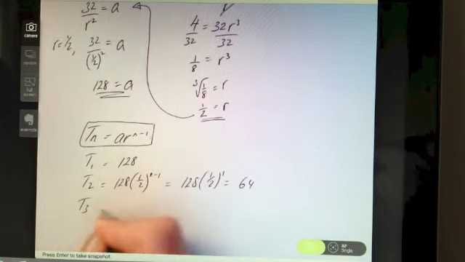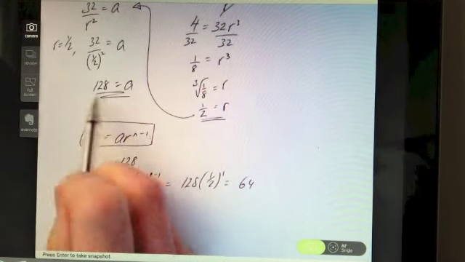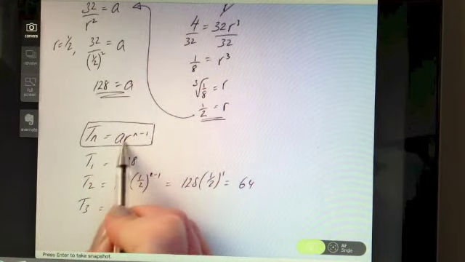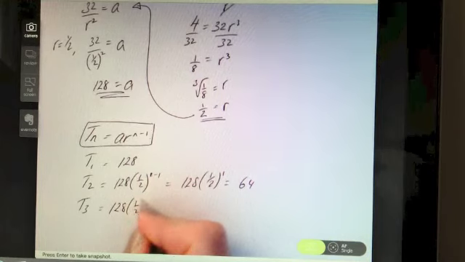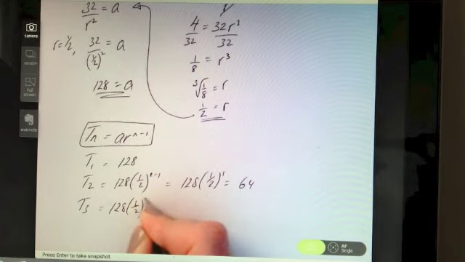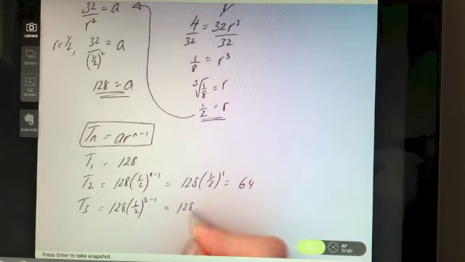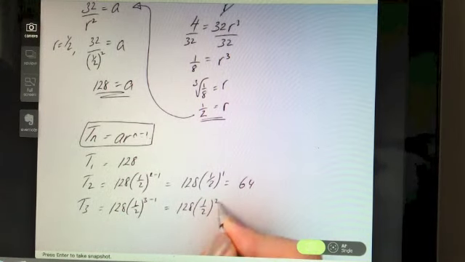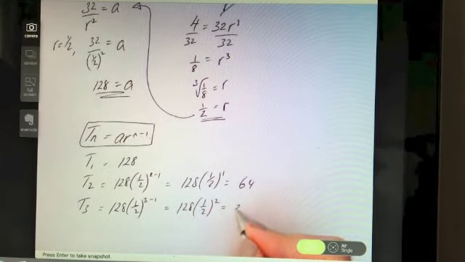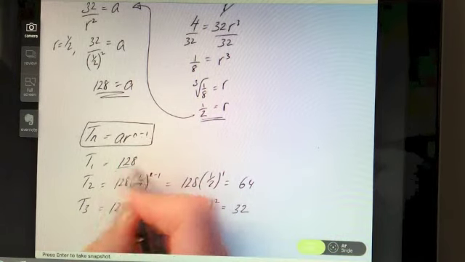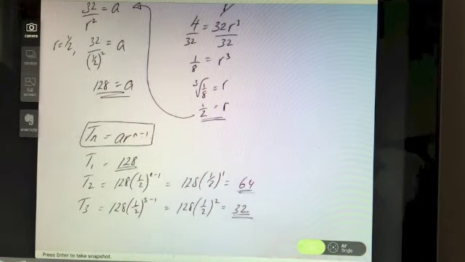And the third term then is going to be 128, which of course is your a, r is a half, to the power of n is 3 minus 1, of course, filling that in. And that's going to be 128 times a half squared, which works out to be 32. So there's your first 3 terms of the sequence.